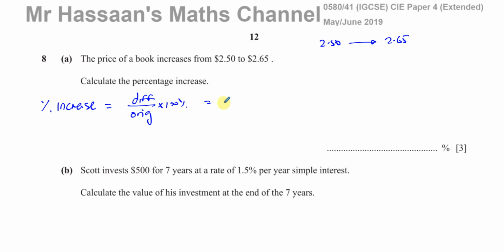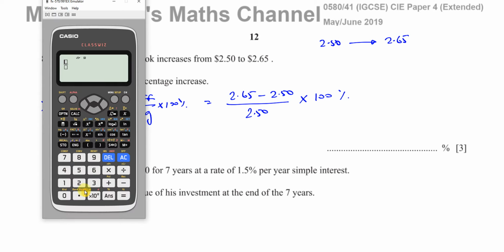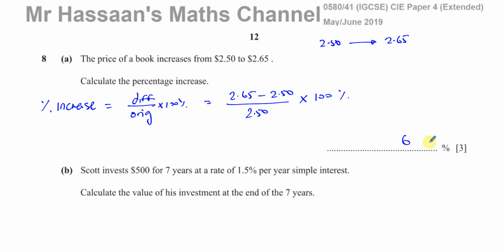So in this case, the difference is 2.65 minus 2.50, divided by the original price, where it started from, which is 2.5, and you multiply that by 100 to leave it in terms of percentages. So you have 2.65 minus 2.50 divided by 2.5, and then that is multiplied by 100. The percent here is like the unit, you could say. You don't put 100% here, you put times 100, and that gives you the percentage increase, which is 6%. So it's a 6% increase.